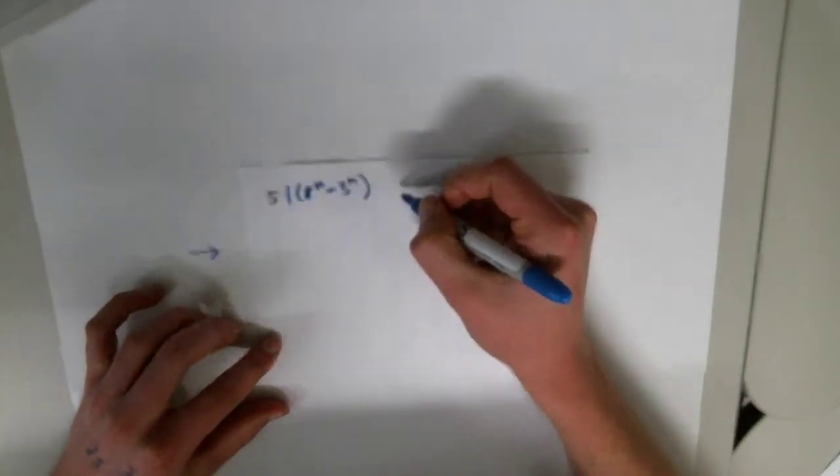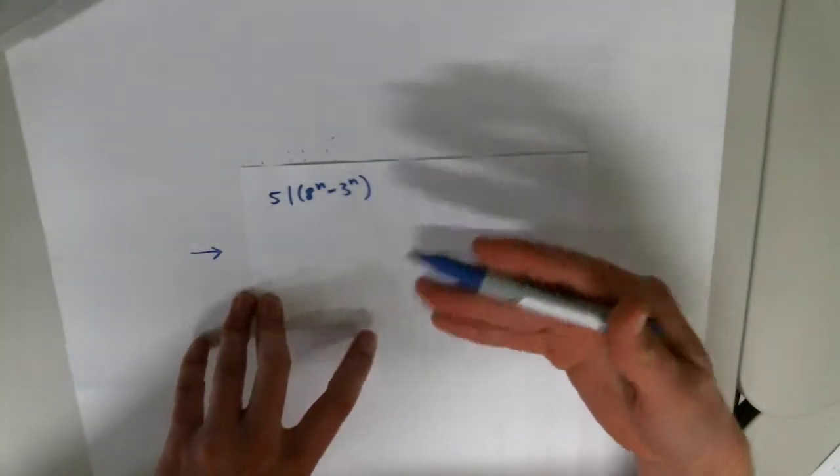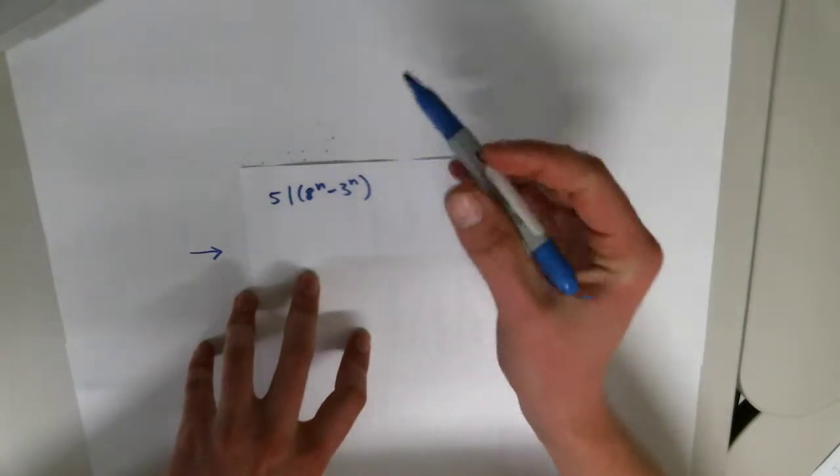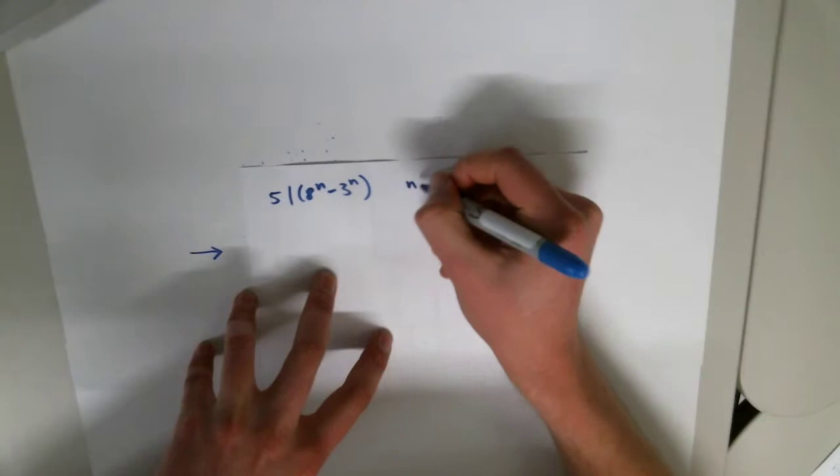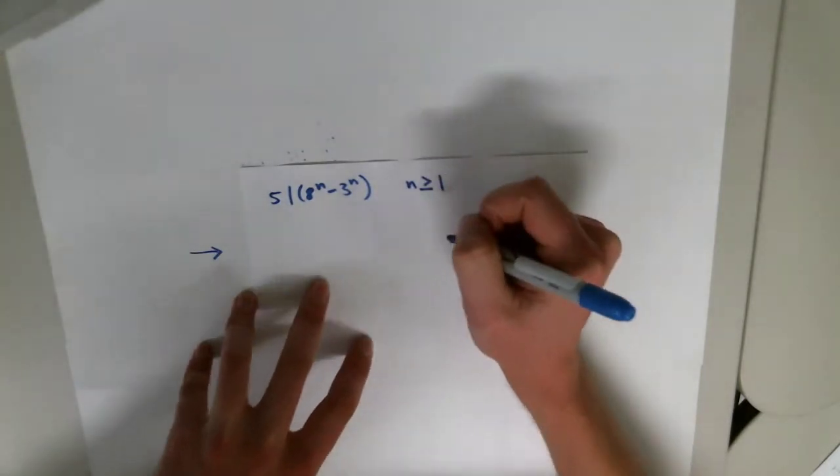So our final inductive proof exemplar, if you like, is this one here. Showing that 5 is evenly divisible into 8 to the power of n minus 3 to the power of n, for n greater than or equal to 1.